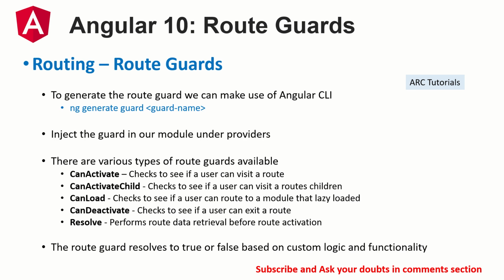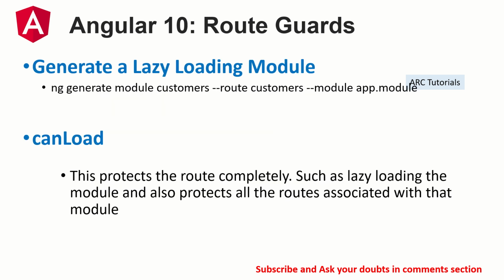There are four types of interfaces that route guards provide: CanActivate, CanActivateChild, CanLoad, and CanDeactivate. To generate a route guard, we'll use ng generate guard followed by the guard name. In the last two episodes, we covered CanActivate and CanActivateChild. Today we are learning about the CanLoad interface.